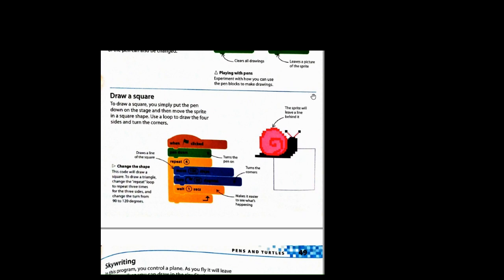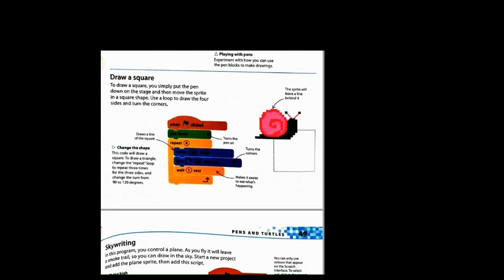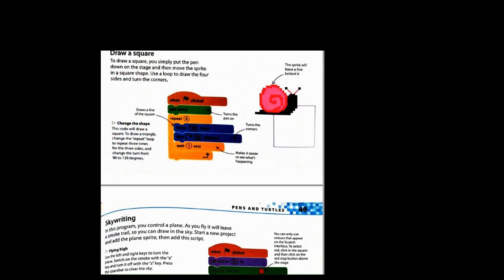Playing with pens. Experiment with how you can use the pen blocks to make drawings. Draw a square. To draw a square, you simply put the pen down on the stage and then move the sprite in a square shape. Use a loop to draw the 4 sides and turn the corners. The sprite will leave a line behind it. Makes it easier to see what's happening.